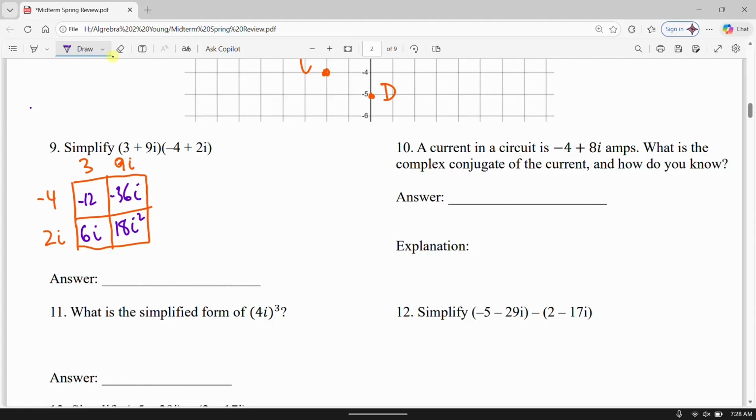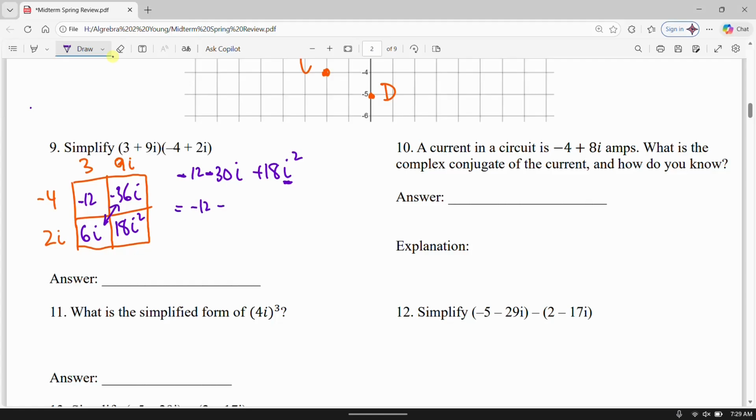Now, important to always remember, you cannot leave the i squared as i squared. For i squared or any i that has an exponent bigger than 2, you need to convert it back into a negative 1. So let's simplify this. You have a negative 12. Those two can be combined into one single term with the i. So it'll be negative 30i and then plus 18i squared. Now the i squared is negative 1. Okay, so you're going to keep going.